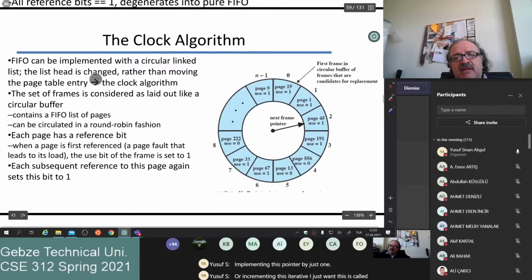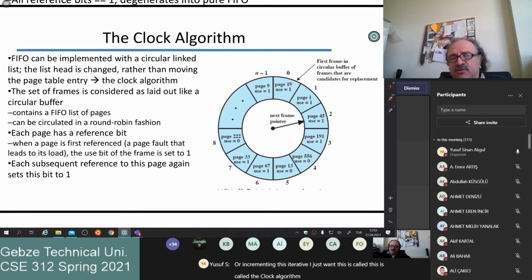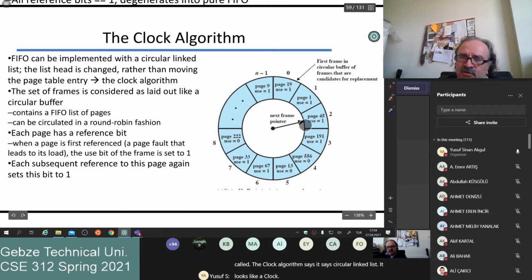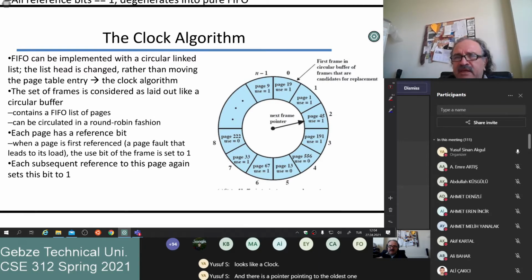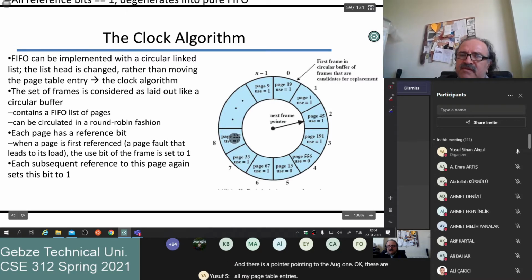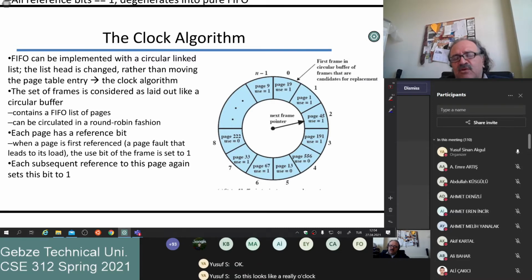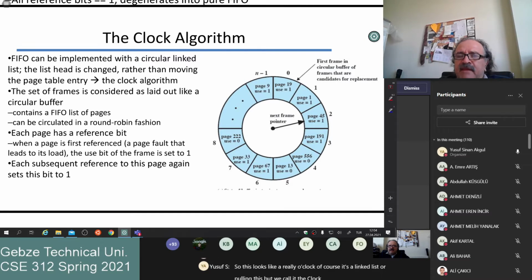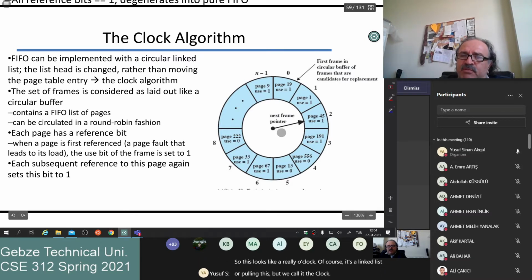This is called the clock algorithm. Since it's a circular linked list, it looks like a clock, and there is a pointer pointing to the oldest one. These are all my page table entries. So this looks like a real clock. Of course, it's a circular linked list, but we call it a clock. And this next frame pointer points to the oldest one.